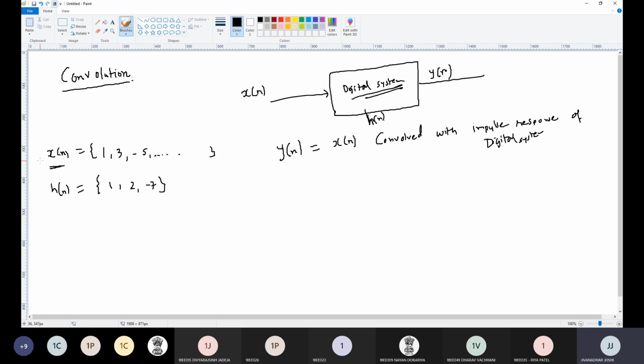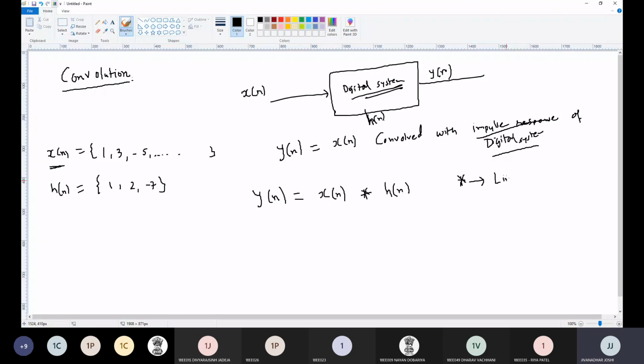Now it's not a strict rule that you must have the same number of samples in H of n as that of X of n. No, not at all. X of n may have infinite samples, or it may have 5 or 10 or 20 samples, whereas H of n may have 3 or 2 or 5 or even 50 samples. So H of n, which is a series of information, is actually the impulse response of my digital system. Then Y of n can be mathematically written as Y of n equal to X of n convolved with H of n. This is the symbol for convolution.